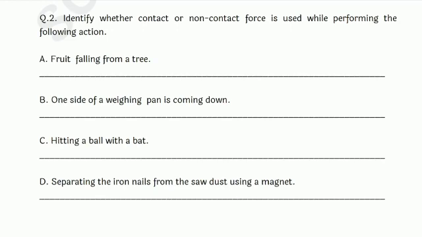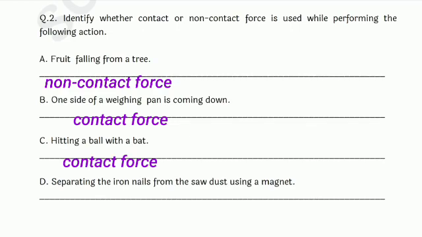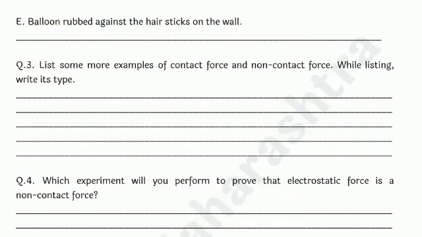A. A fruit falling from a tree is a non-contact force. B. One side of a weighing pan coming down is a contact force. C. Hitting a ball with a bat is a contact force. D. Separating iron filings from sawdust using a magnet is a non-contact force. E. A balloon rubbed against hair and sticking to the wall is a non-contact force.